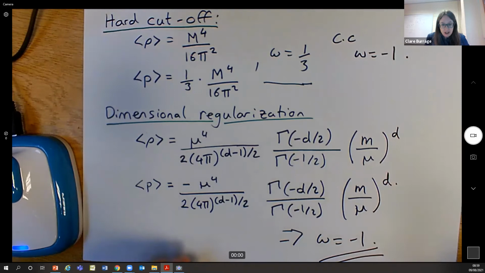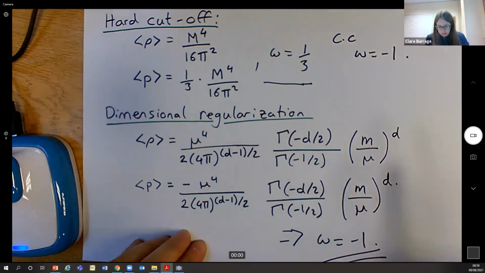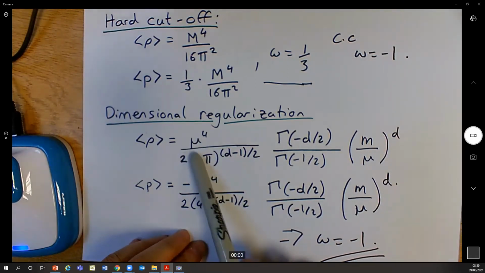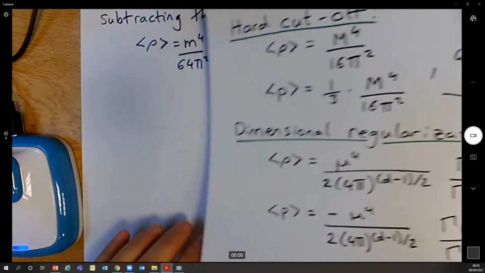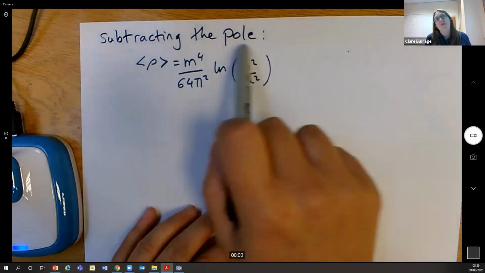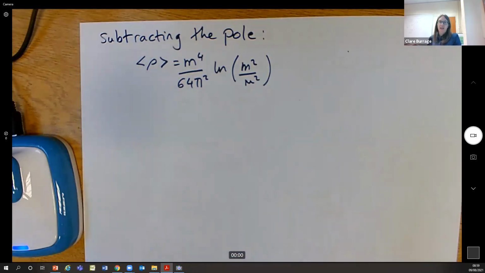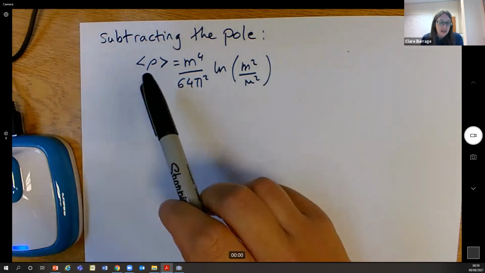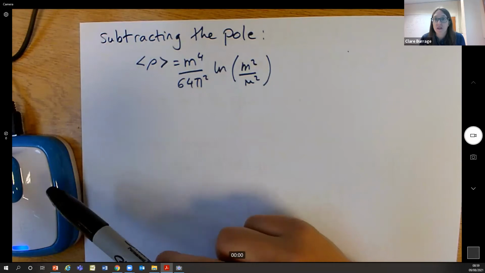We have to be careful about how we do it. But if we do that, I should have said this is a regularization scale in this problem, and M is just the mass of our scalar field. And if we do subtract the pole, then this is the expression that we get for our energy density of the vacuum. And what we can see is that it scales as the fourth power of the mass of our scalar field.